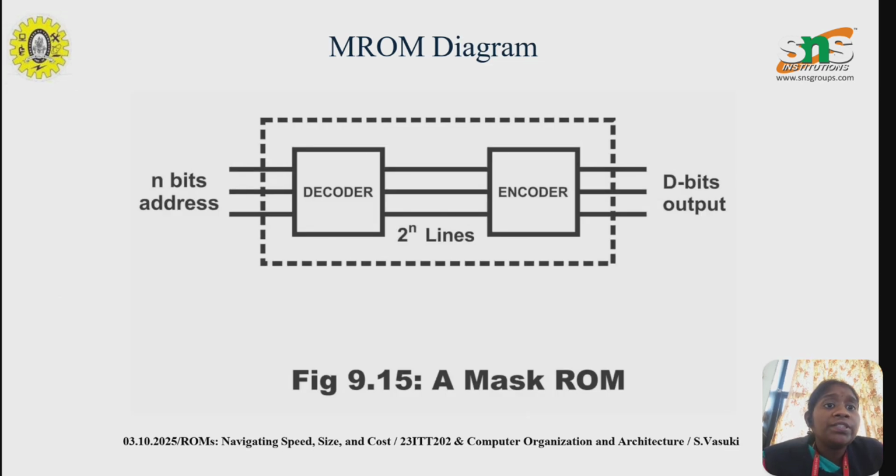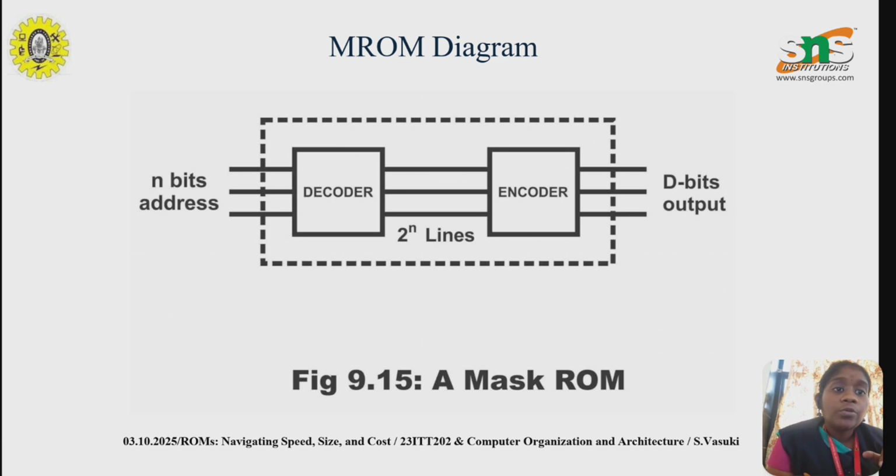Now we're going to see the diagram of MROM, that is the mask ROM. A MROM block diagram is nothing but a block diagram of the mask ROM. It is a type of ROM where the data is permanently written during the manufacturing process. The stored data cannot be changed or erased later.